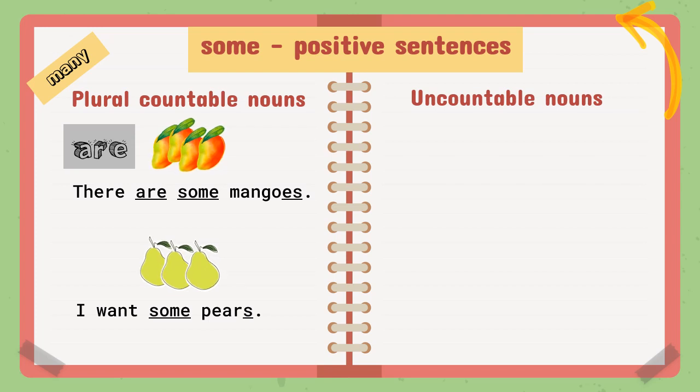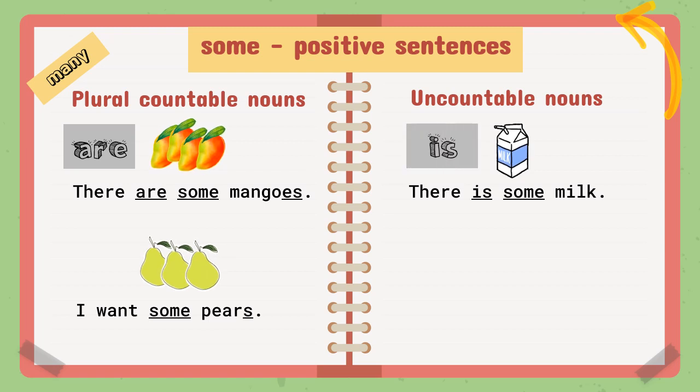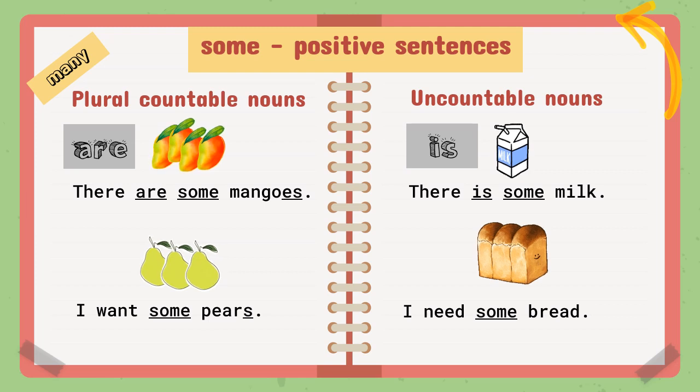Alright, next one. For uncountable nouns. Milk. We also use the same sentence there. There is some milk. Is is used because it is uncountable. It always takes the singular verb is. Right, second one. I need some bread. Alright, you must be confused, but let's look at the next slide.